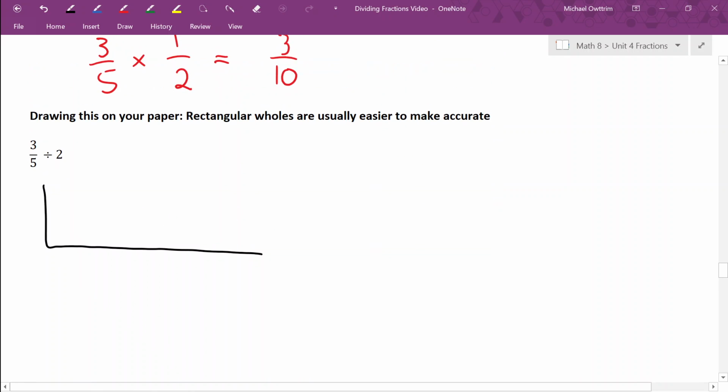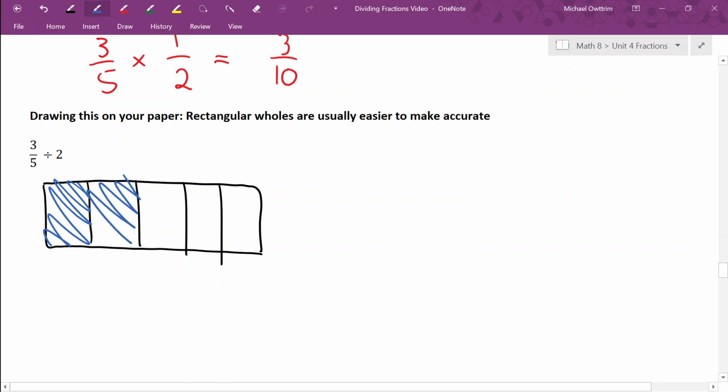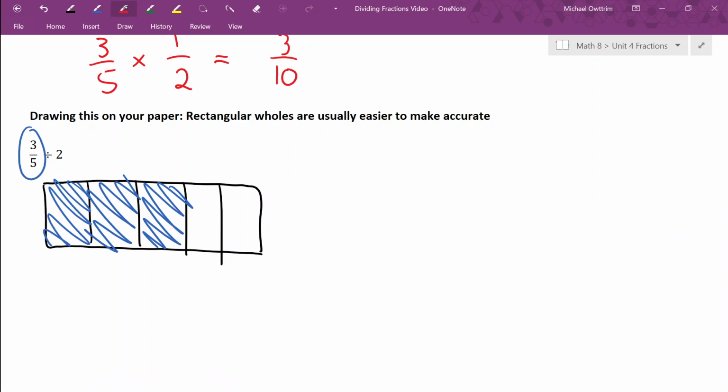So let's just think about how we would draw this maybe on a test. We're going to start by drawing our 3/5. So I need to divide up my whole into 5 sections, equal-ish. I'm going to shade in 3 of those. So there's my 3/5. And what I can do is split these into 2 equal groups. First group on top, second group on the bottom.